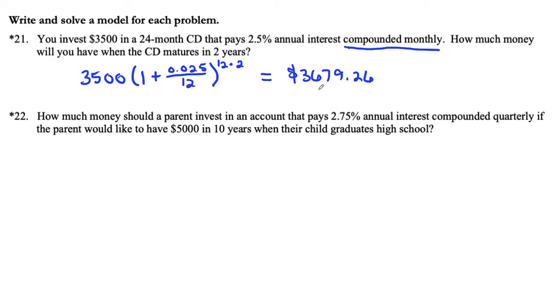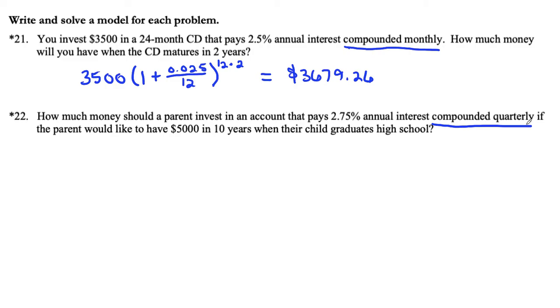All right, 22, a little bit different here. It says how much money should a parent invest in an account that pays 2.75% annual interest compounded quarterly? Let's make note of that. If the parent would like to have $5,000 in 10 years when the child graduates high school, right?